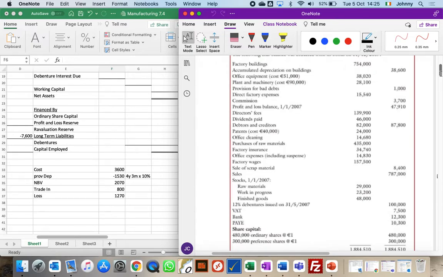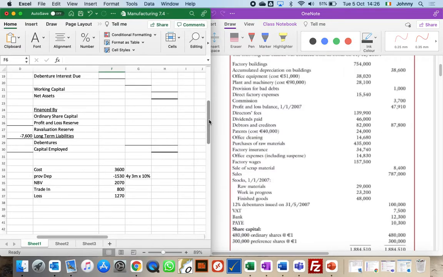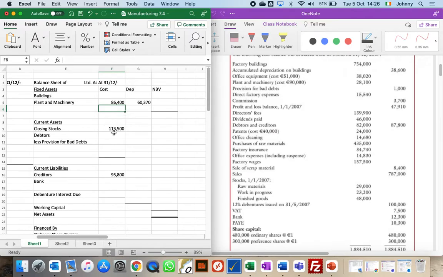You'll need to go back and have a look at this. Okay, my creditors, do they owe more or less? Do we owe them more or less when we get a discount? Less. So debtors and creditors you see in the trial balance. Debtors is 82, creditors 87,800. So I'm going to put those numbers in. So debtors is 82, and creditors is 87,800.